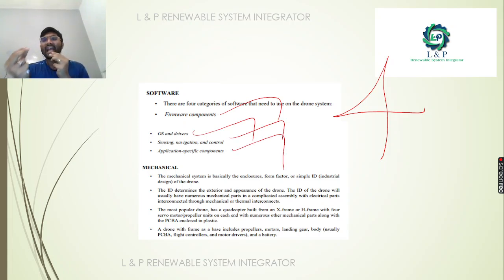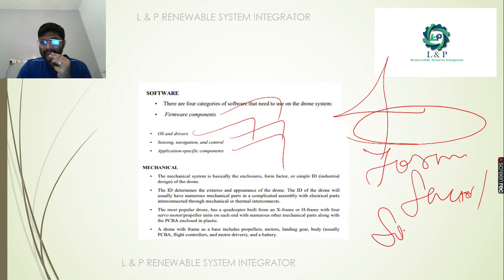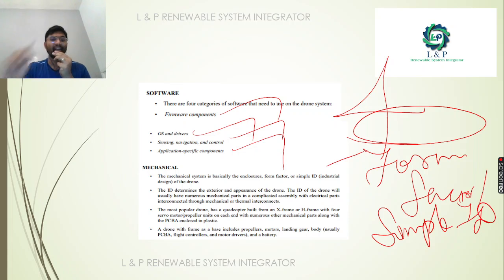Next are the mechanical systems. The mechanical system consists of enclosures and form factors, or we can call it simply ID. ID refers to industrial design. This ID determines the exterior and the appearance of the drone. A drone will be built with numerous mechanical parts, complicatedly assembled with the electrical parts, which are interconnected through mechanical or thermal interconnections.